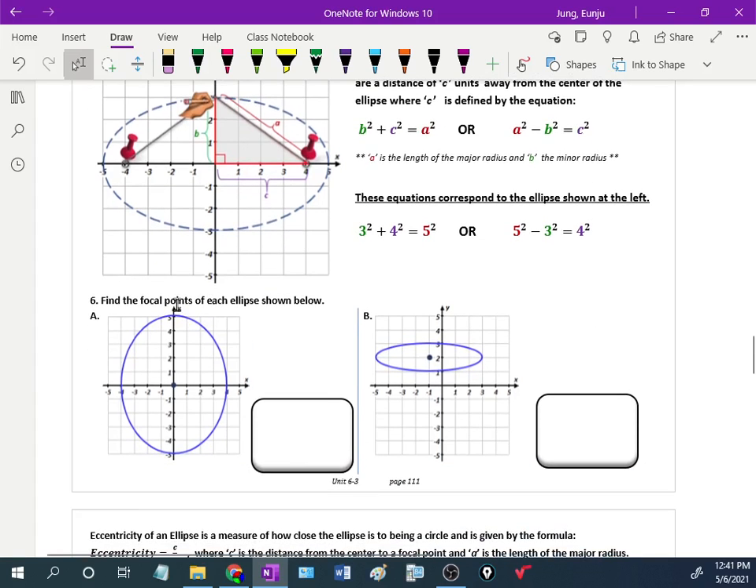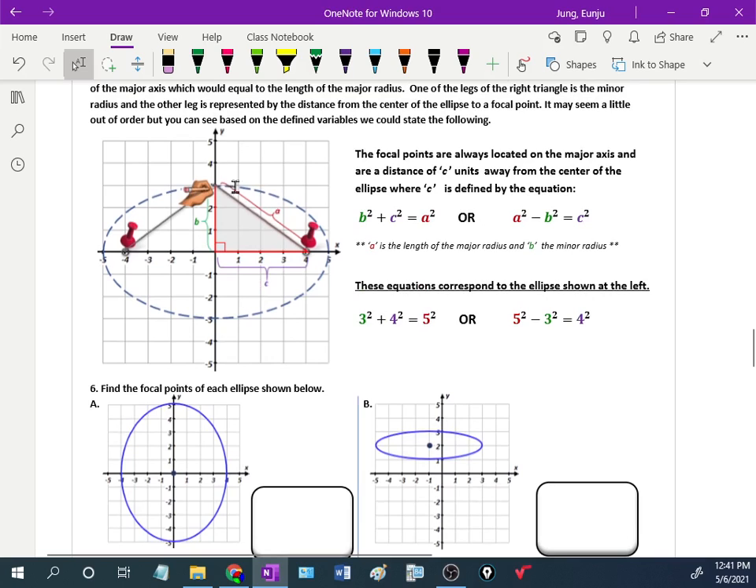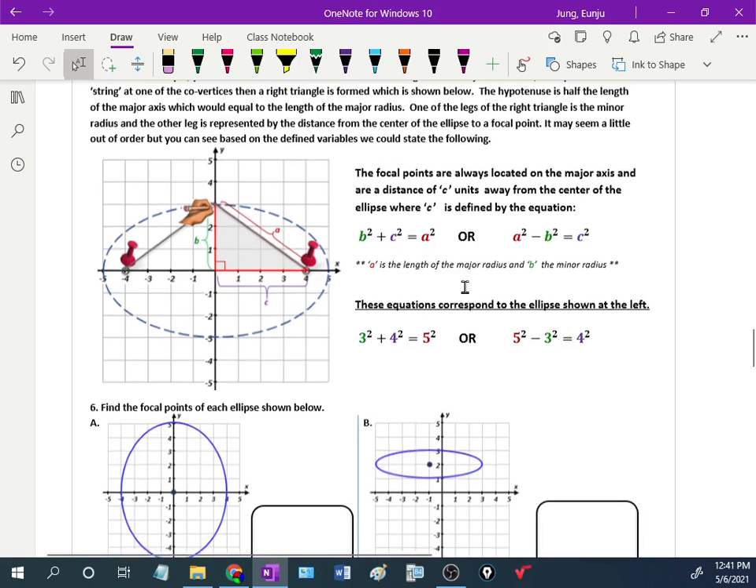Okay, in this video, we'll do number 6. We are looking for the focal points of each ellipse shown below. To do that, we are going to use the Pythagorean theorem in a triangle. So I need to think about drawing a right triangle from this figure, okay?